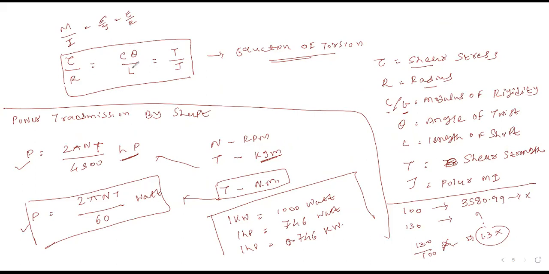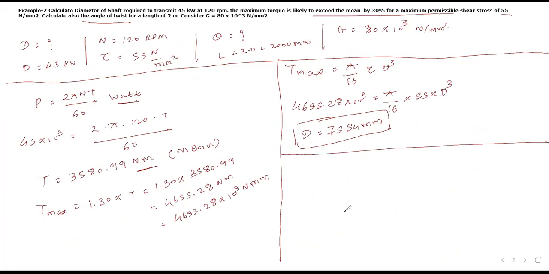Okay, in the data C is given, length is given. So if I am equating the first two terms, can I calculate theta? Yes or no? From the equation of torsion, tau by r equals C theta by l. In data tau is given as 55; put all the values. Radius is nothing but 75.54 divided by 2, that is equal to C, given as 80 into 10 raised to 3, into theta divided by length. We have already mentioned 2000 mm. Chalo, first of all, calculate theta.